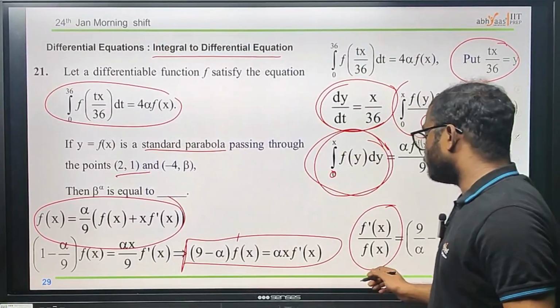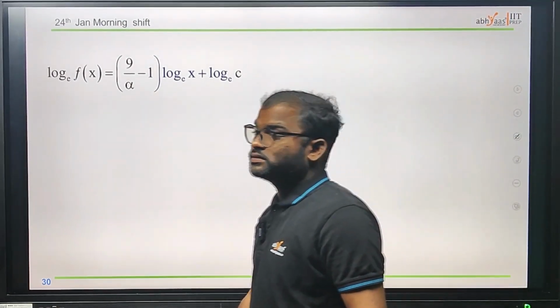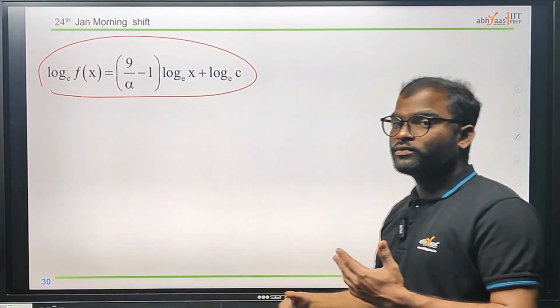which is 1 by x. So now we just differentiate on both sides again, and we will have log f of x, this kind of equation. So we just need to proceed with that.